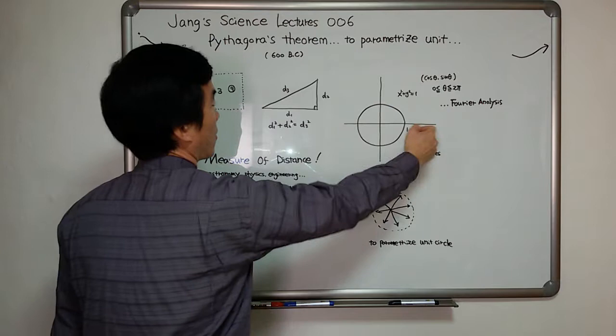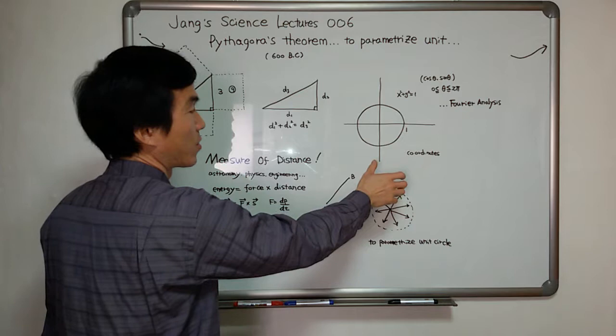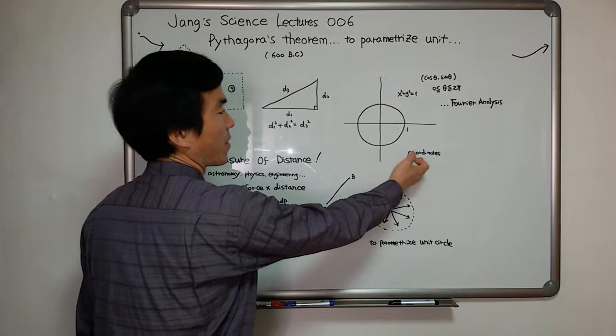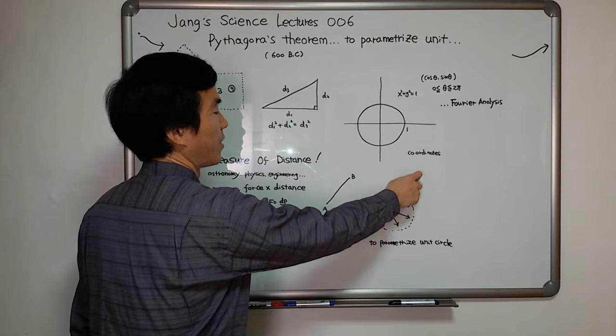Coordinate: two-dimension, three-dimension, as Einstein said, it's a four-dimension. Yes, four-dimension. Very bad dimension. Dimension is coordinate. Coordinate. X, Y, Z.